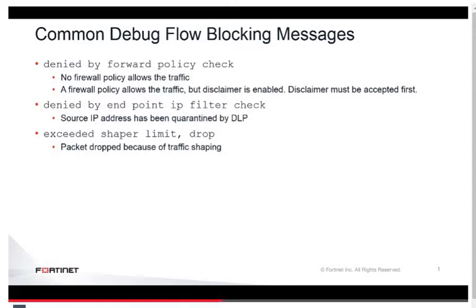Denied by forward policy check indicates that either no firewall policy allows the traffic or that a disclaimer has not been accepted yet. Denied by endpoint IP filter check indicates that the IP address has been quarantined by the DLP inspection. Exceeded shaper limit drop indicates that the packet was dropped because of a traffic shaper that has exceeded one of its thresholds.